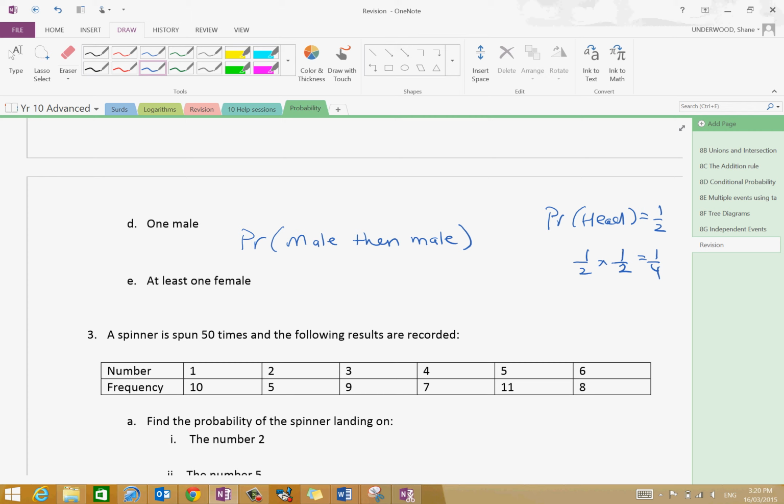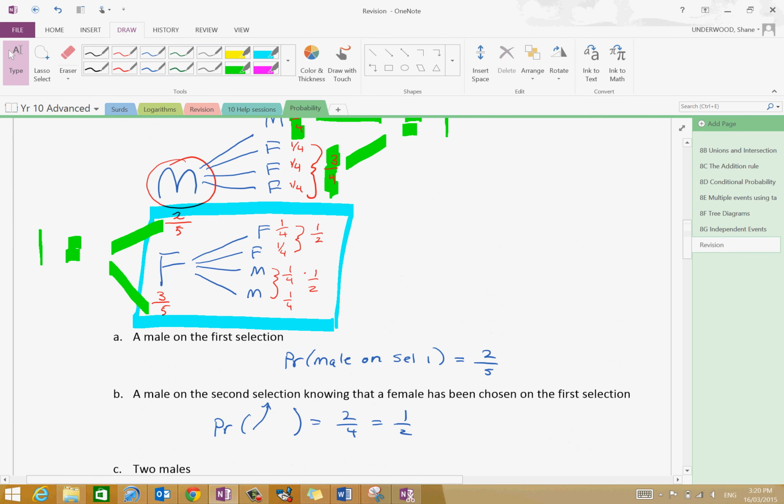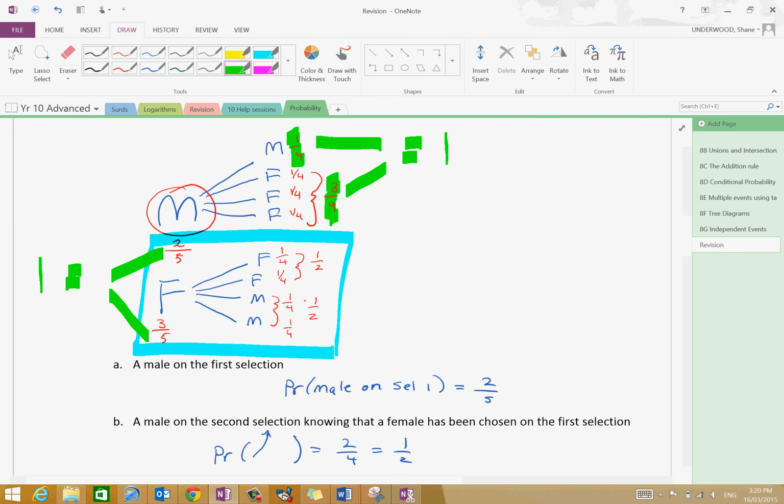Let's have a look at how the only way you can get 2 males is its individual probabilities multiplied by each other. So it's 2/5 times, what is it, 1/4, isn't it? Which is equal to 2 out of 20, which we can simplify to 1 out of 10. Now, it says here at least 1 female. Let's look at the tree. First of all, if it's 1 female, we're happy with everything here, yes?